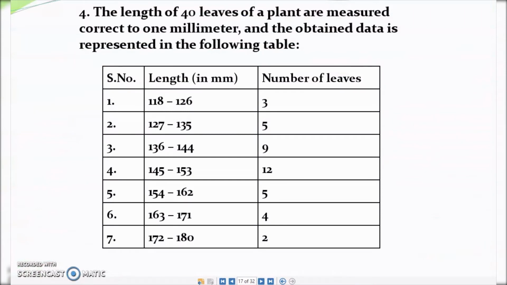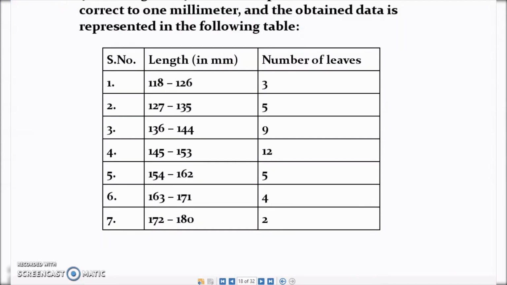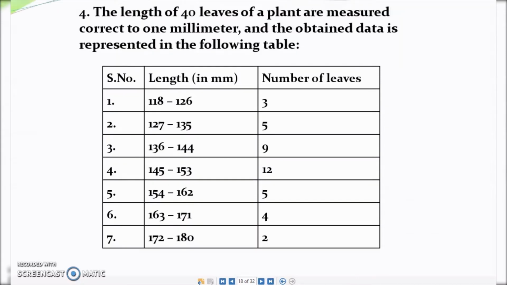So in such cases, you will be putting a kink. We'll see with the help of an example what these points are and how it has to be done practically on a graph. So this data shows you the length of 40 leaves of a plant that are measured to 1 millimeter, and the obtained data is represented in the following table. So 118 to 126 millimeter, there are 3 leaves. Then 127 to 135, there are 5 leaves, and so on.